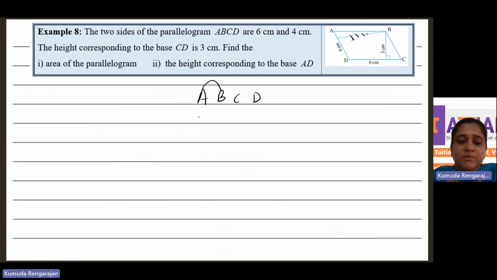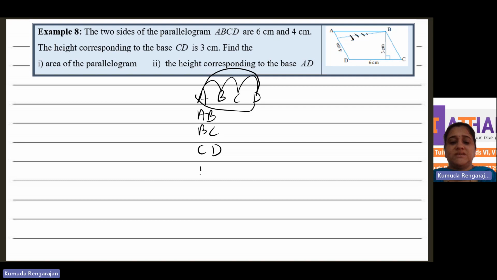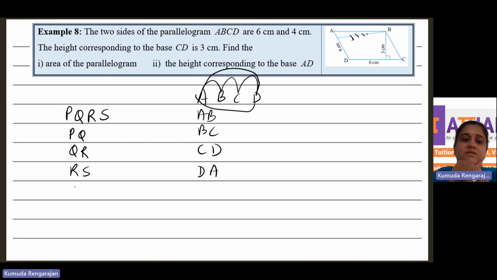Now name the sides of the parallelogram. AB, BC, CD, and AD. Or you can write DA, or AD, whatever. AB, BC, CD, DA. CD is different from DA. Now name the sides of the parallelogram PQRS. PQ, QR, RS, SP. SP and PS both are the same.